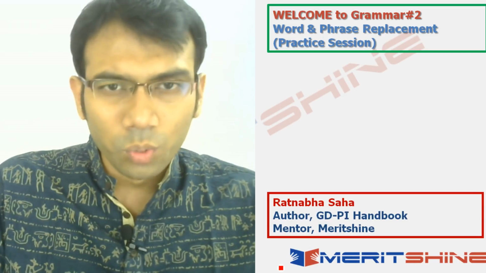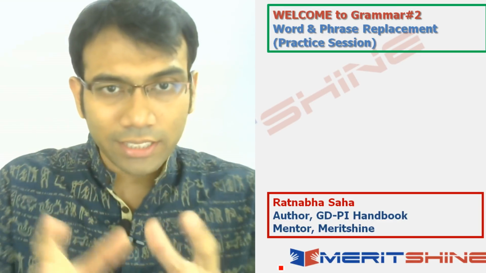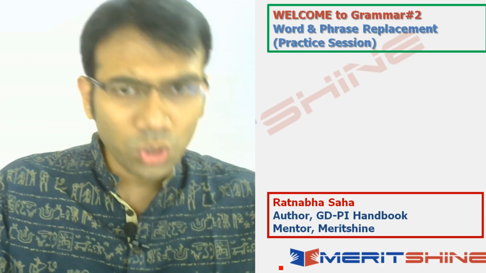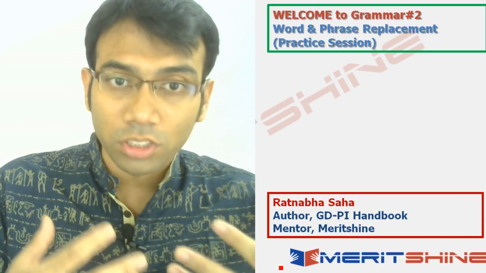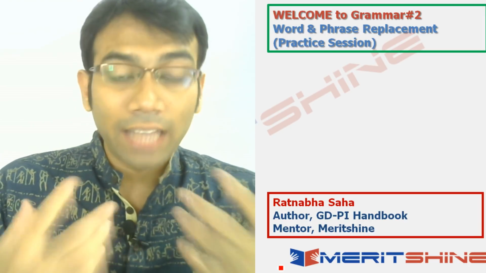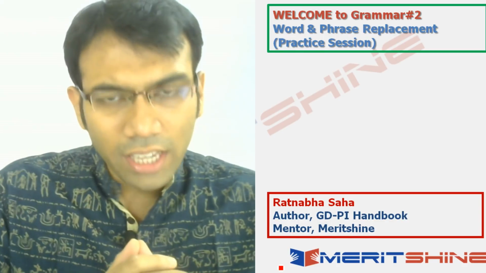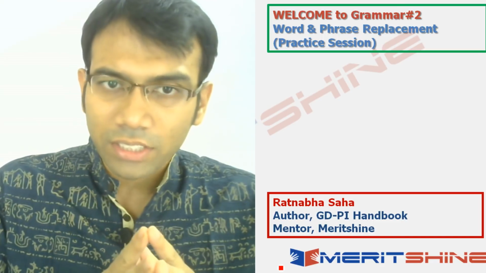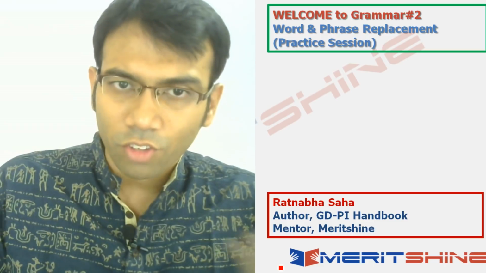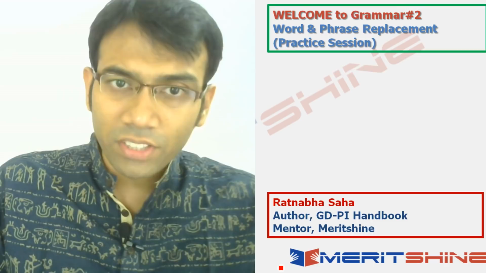So what we need to do is focus on that area of the sentence which has been underlined or made bold, go through the options, match the options, and see which one fits in as the most appropriate alternative for that part of the sentence, right? So we will go through some word and phrase replacement questions that have come in earlier exams, in previous years' papers.